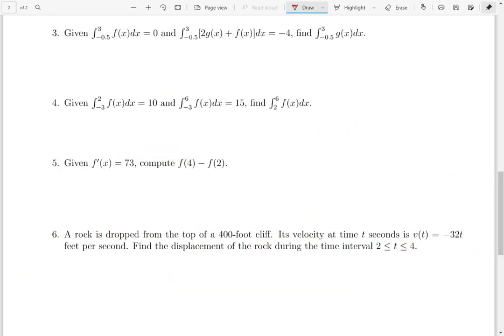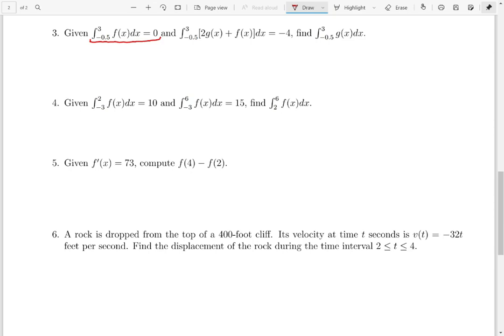Alright, so now we're just playing with some of the properties of definite integrals. And so notice that the first thing we're told is that the definite integral of f of x between negative 0.5 and 3 is 0. And then we're told that the integral of negative 0.5 to 3 of 2 times g of x plus f of x dx is equal to negative 4, and we're supposed to find what is the definite integral of g of x between negative 0.5 and 3.